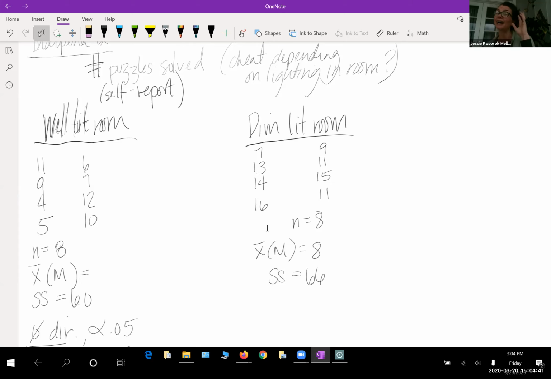What they do is they have college students self-report the number of puzzles that they completed based off of the lighting in the room. And the idea is, in a dim lit room, you're going to have an inflated number of puzzles reported because the people aren't paying attention to you as much. It's a dim lit room, so you're more likely to cheat. So the idea is, depending on these groups of students, will we get differences between self-reported puzzle pieces from the well-lit room versus the dim lit room? So in the dim lit room, I forgot to write, this is an 8.